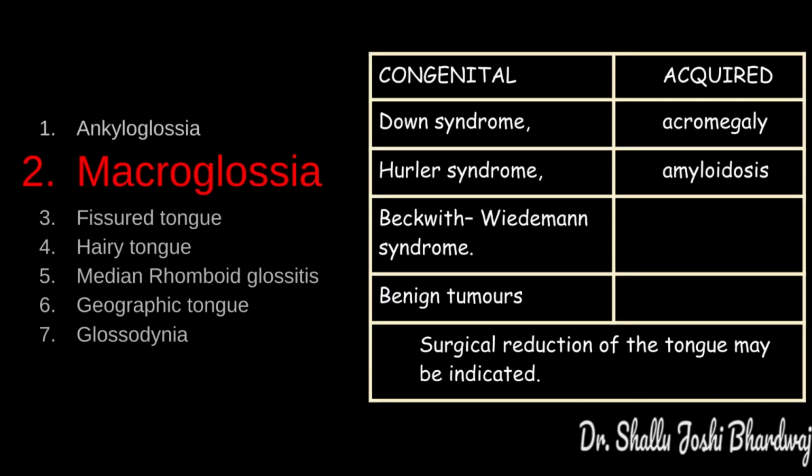Next is macroglossia. Macroglossia means the tongue has been enlarged. There are various reasons, and we can categorize them as congenital or acquired. Congenital is seen in Down syndrome, Hurler syndrome, Beckwith-Wiedemann syndrome, and benign tumors like lymphomas, and in acquired, it's like acromegaly and amyloidosis. So these are the conditions in which macroglossia is seen, and surgical reduction of the tongue may also be indicated in these cases. So it may be this severe.